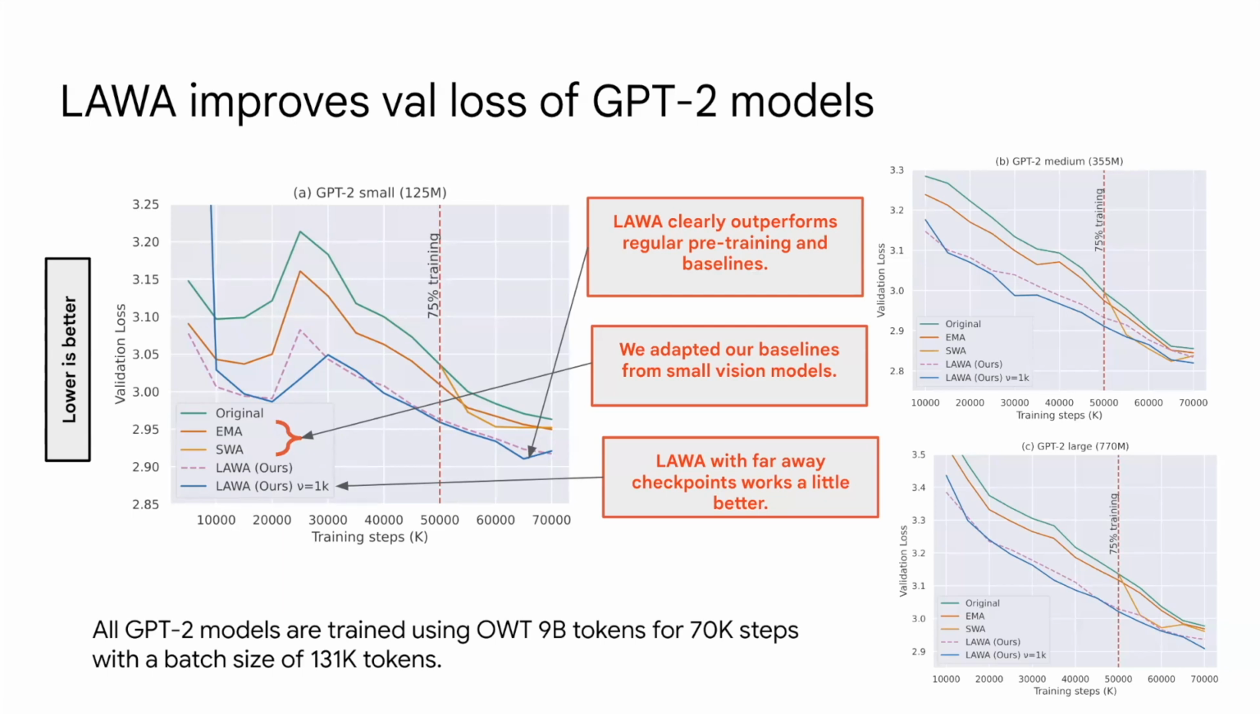There is a plot in the paper, which I didn't put here, in the appendix, which shows that SWA cannot be applied early on during the training. So that's why I have added this dotted line, which says 75%, because SWA is done after 75% of the training is finished.